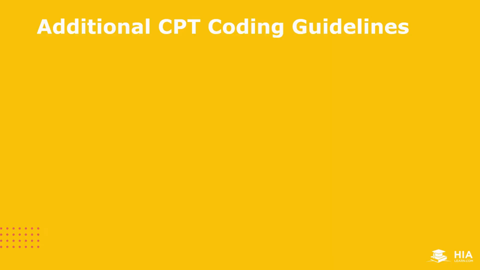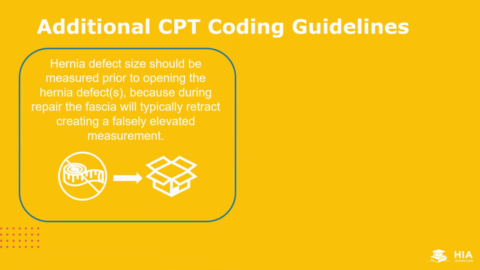There are a couple of other guidelines related to measuring the total length of an abdominal hernia defect. First, hernia defects should be measured before the defect is opened. This is because once the defect is open, the fascia will relax, increasing the size of the hernial opening, causing a falsely elevated defect length.